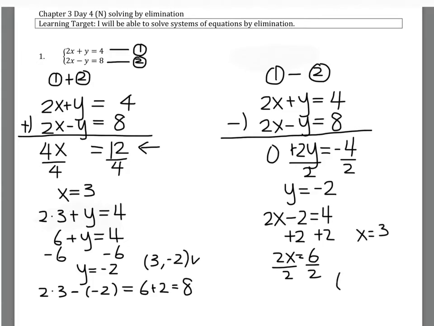Do we get the exact same result as the previous method? We should, of course. 3 and negative 2 are the solutions. Just a quick recap of example number 1: you can choose either to add the equations together or to subtract them. Keep in mind which method you like better.